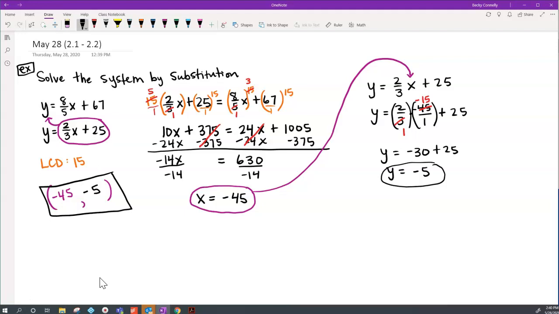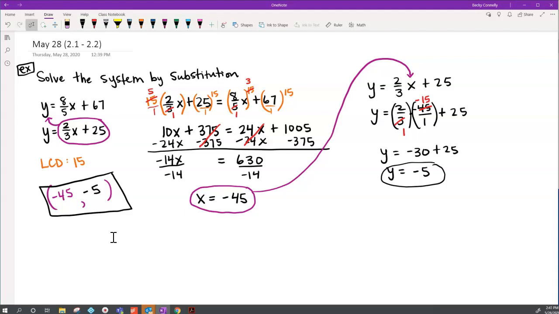So what does this point represent? Can somebody tell me what that point represents? What did we just find? The point where the lines cross. Yeah, so that, remember, is just where the lines are crossing each other. So this is the only point that those two lines have in common with each other. The only one. That's the point in which those two lines cross.